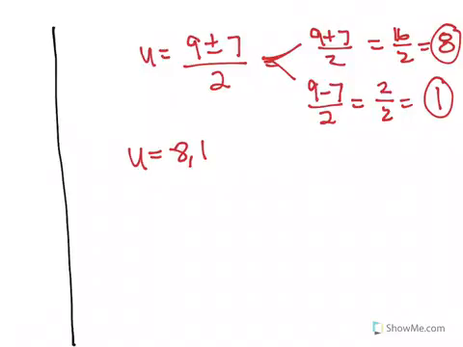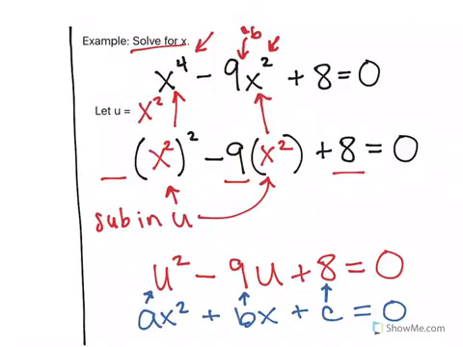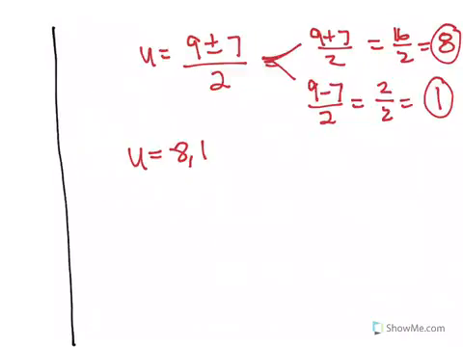But we don't want to know what u equals. We want to know what x equals. At the very beginning, if we go back here, we can see that we said u equals x squared. So over here, I have to say that u also equals x squared.